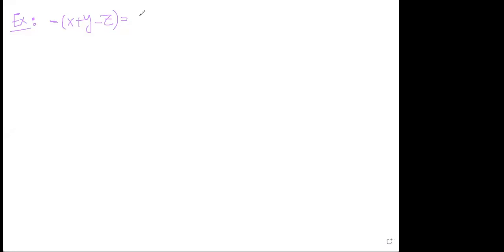Okay, what is the answer for this one? It is minus x minus y plus z, with the distributive property. Any question? No questions, right?